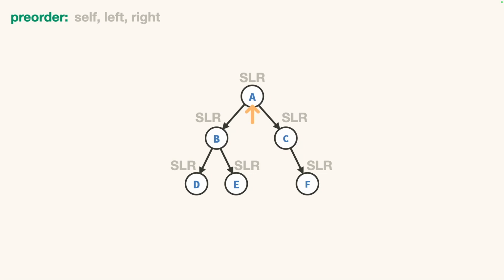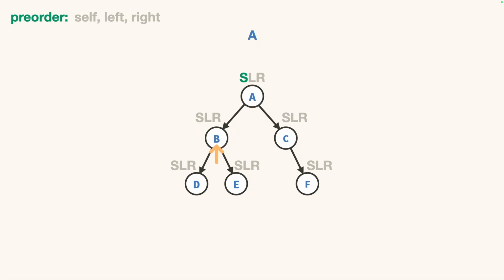So I'm going to start at the root node. The first step I need to do is process itself. So I can just go ahead and add A into my output. So there it is at the top. At this point, I need to head to the left children from this A node. So I just go to the left. So now I'm at the B node.